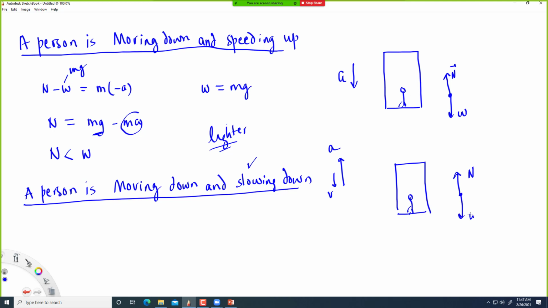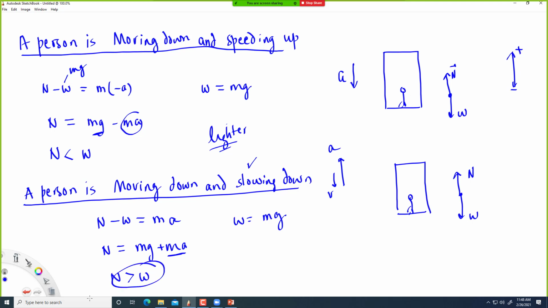Weight is down. So N minus W is equal to ma. Acceleration up. We have the notion that up is positive, down is negative. So N is equal to weight, mg, plus ma. Normal weight is mg. You're adding this term on that, so that means N will be greater than W. So you feel heavier. Heavier, not heavy. Okay, that's that.